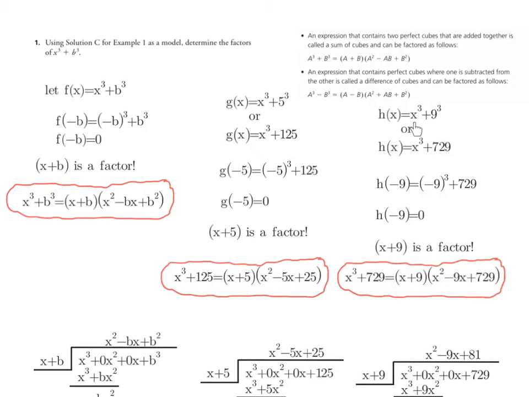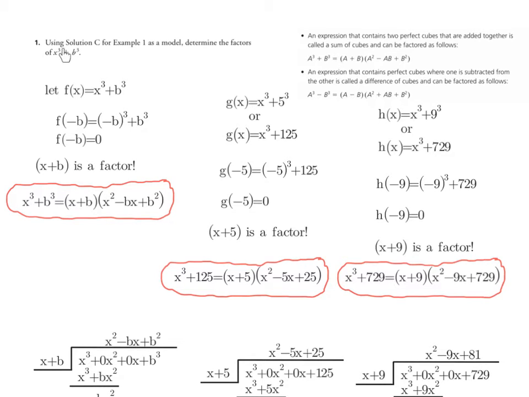Over here you've got x and 9 that are being cubed and added together, so the sum of cubes. Over here you just take x and 9 and you add them. That's one of your factors. The other factor has an x squared and a 9 squared, and in the middle it has minus x times 9. And that's just an easy way to factor a sum of cubes.